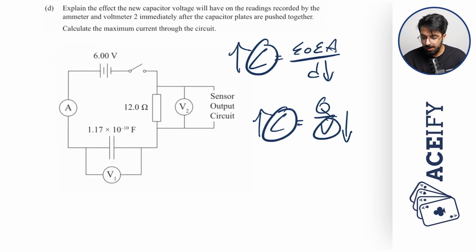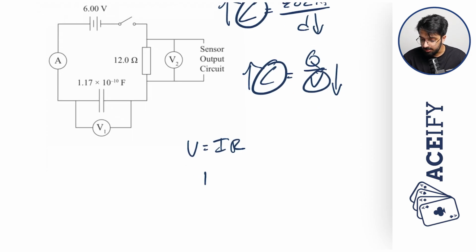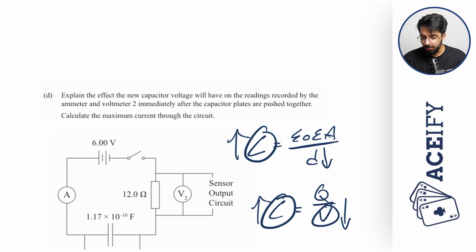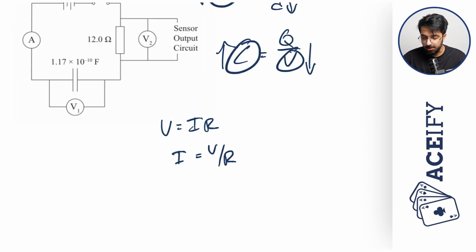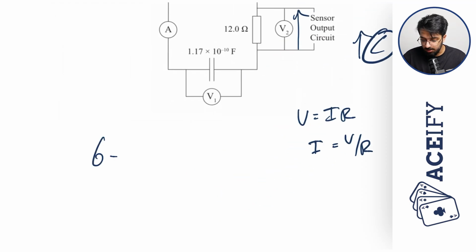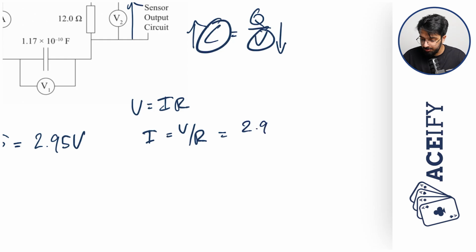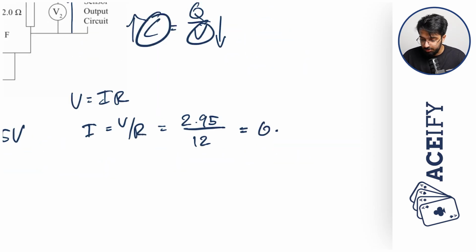And so we can calculate the maximum current throughout the circuit because we know that V is equal to IR, and so I is equal to V all over R. We know that the voltage across the capacitor at this moment is 3.05 volts, and we know that the voltage across the EMF is 6 volts, and so therefore the voltage across V2 is equal to 6 minus 3.05, and that's equal to 2.95 volts. And so therefore, 2.95 divided by our resistance of 12 ohms is equal to 0.246 amps. And with that, we're done.